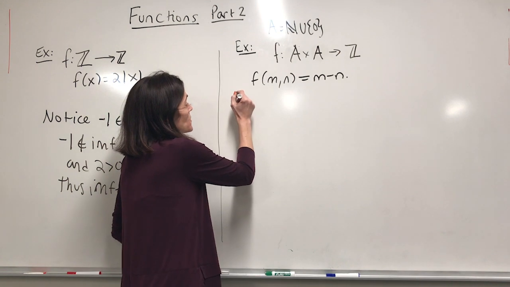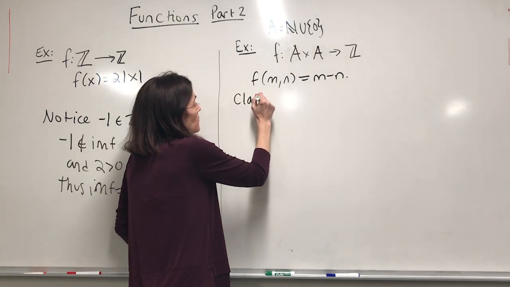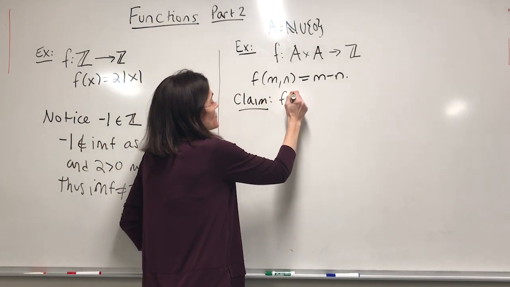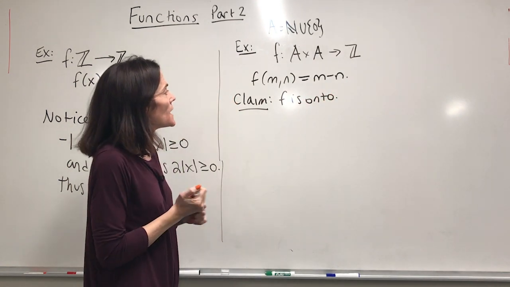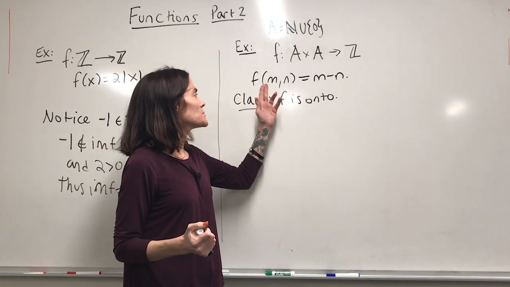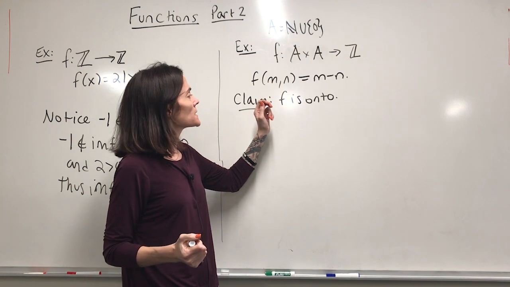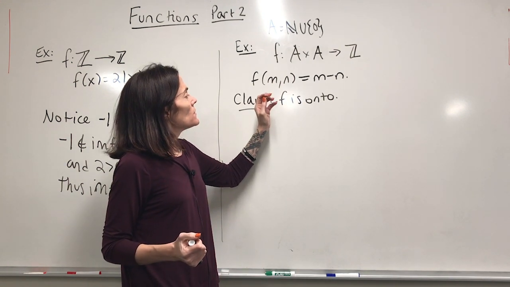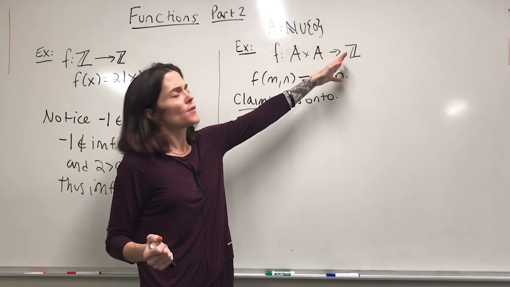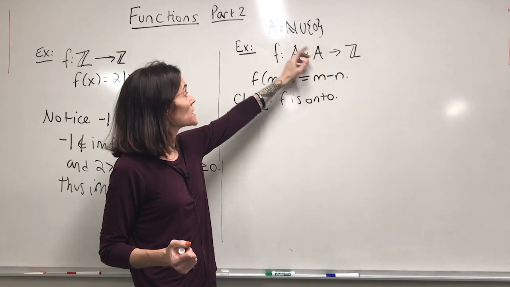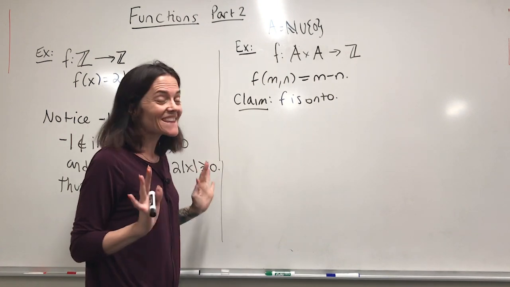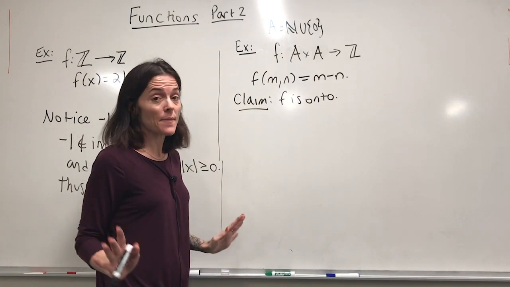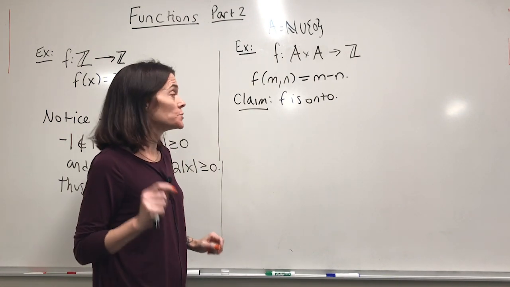I'm going to claim F is onto. But you have to be a little bit careful, because you can't just say, well, I'm just going to do M, 0 or something like this. That would not fill out all of the integers, because we're only sticking in non-negative things here. So I like this example because we really have to think about how proofs of being onto go.